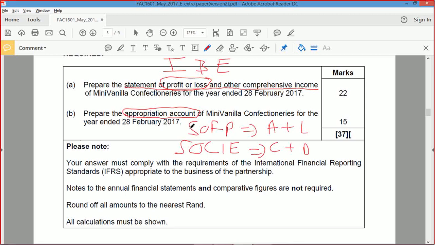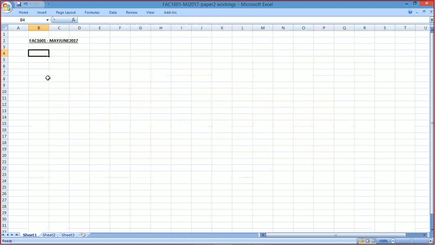Okay, so obviously I've studied the theory, and now I know what the statements are in terms of their focus. Appropriation, we said, is going to be profit sharing. That's what we're looking at there, profit sharing. So what must I do? I need to create my templates. Okay, so question 1A.